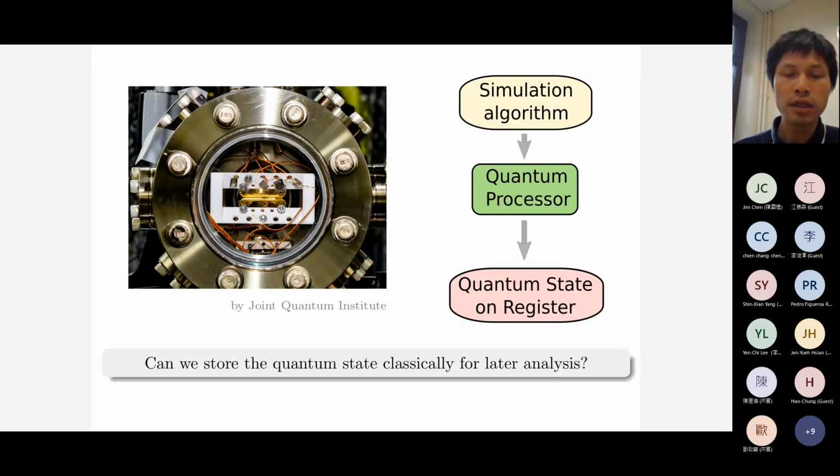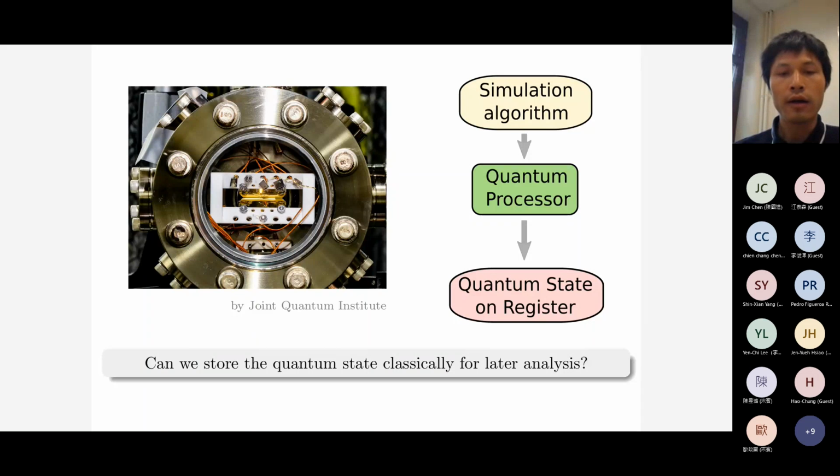So what does it do? Basically you have an algorithm, you run it on the quantum computer, and at the end of the day, you get a state on the quantum register of the quantum processor. And the question is, how can we extract information from this quantum state? Probably this depends on the purpose a bit, but if we want to do it generically, the question probably is, how can we save this quantum state so that later on we can analyze it?